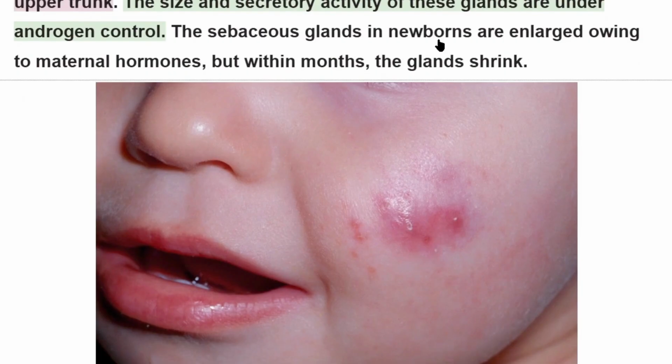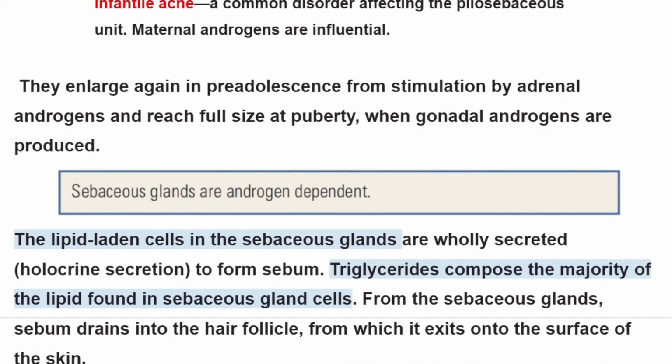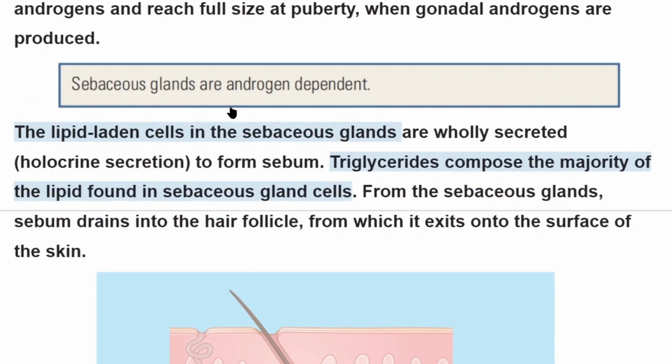The sebaceous glands in newborns are enlarged owing to maternal hormones, but within months the glands shrink. As we can see here, we can see infantile acne, a common disorder affecting the pilosebaceous unit, and maternal androgens are influential in this condition. They enlarge again in pre-adolescence from stimulation by adrenal androgens and reach full size at puberty when gonadal androgens are produced. Sebaceous glands are androgen dependent.